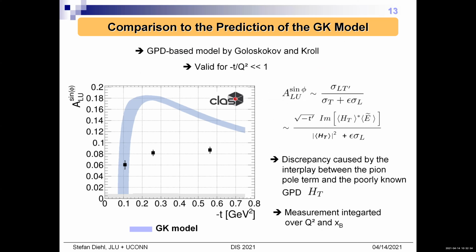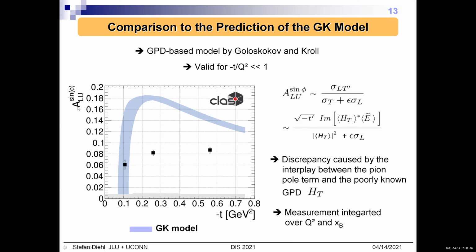And as a last part of the talk, I want to focus on the GPD regime and show a comparison to the predictions from the GPD-based model from Goloskokov and Kroll. As we know, this is valid for minus t over Q square significantly less than 1. And therefore, we have to focus on the very forward region for the comparison.